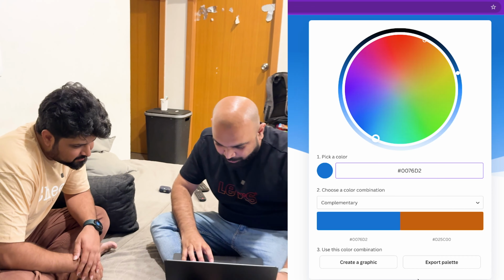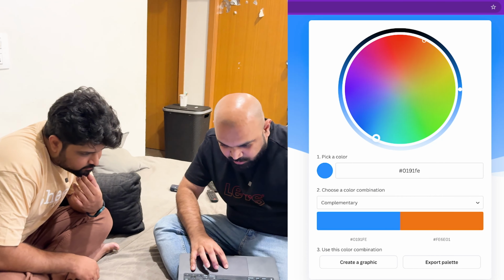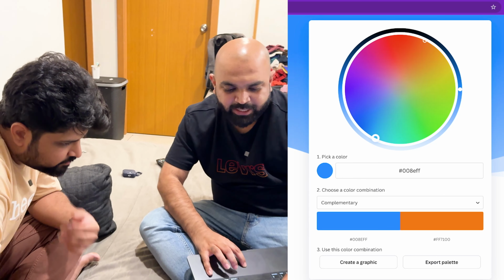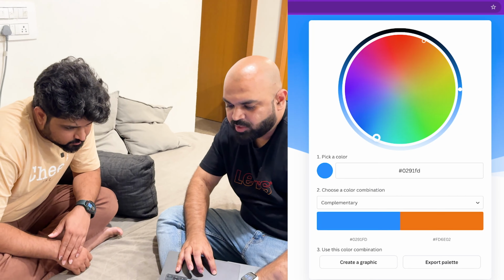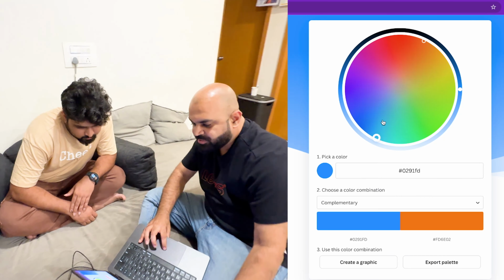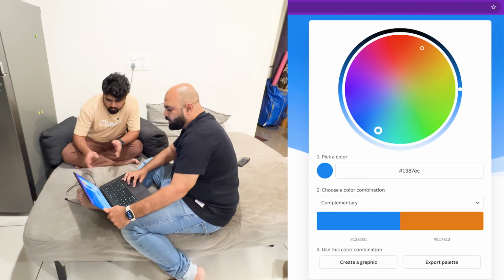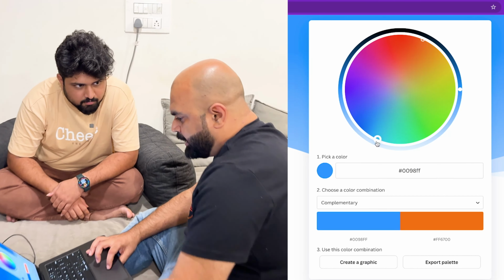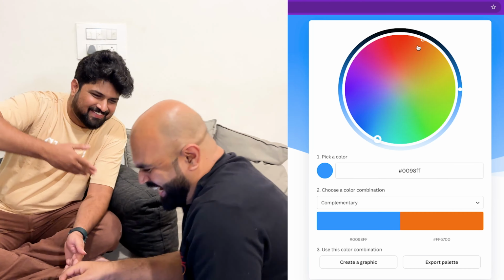So basically what happens with the complementary color is, if you look at this color wheel over here, as I said, the blue might not be the exact color, but if I toggle it a little bit, you see it's around that particular orange shade. It's exactly on that straight line on the opposite side. If you draw a diameter, sorry, not a diagonal.